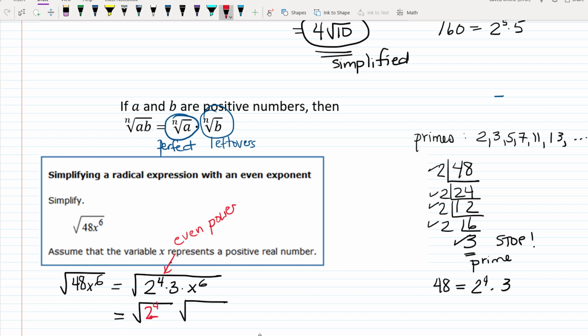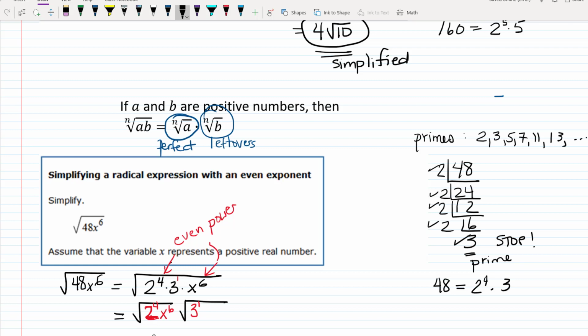The 3 has a power of 1, which is not an even power, so that's going to go in our leftovers. The 6 has an even power as well, so that is a perfect square. So that's going to go into our perfect squares radical.